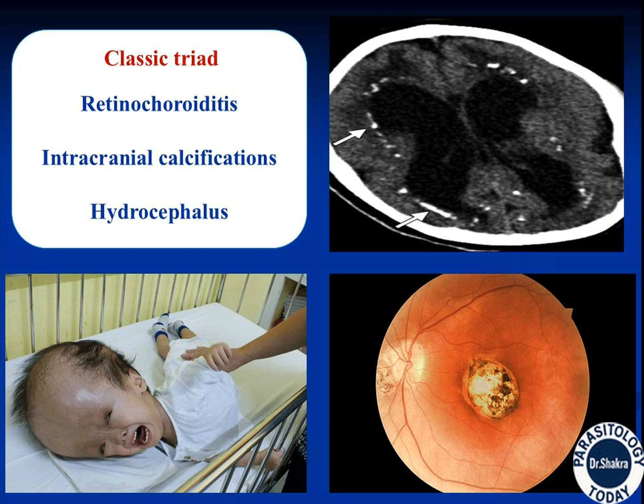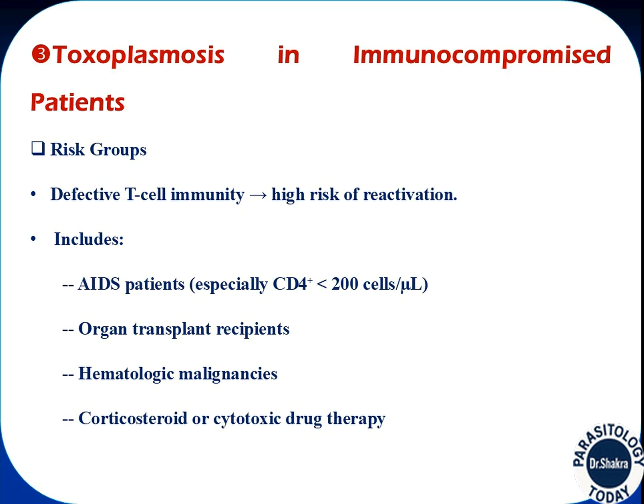If you look at the clinical photographs, you see the large, rounded head due to hydrocephalus, and on the CT image, those bright white specks represent calcifications. The ophthalmoscopic image shows the typical chorioretinal scar of toxoplasmic retinochoroiditis. Toxoplasmosis in immunocompromised patients. Now, as you already know, Toxoplasma gondii infection is usually silent in healthy individuals. However, in patients with defective T-cell mediated immunity, this infection can reactivate and cause severe disease.